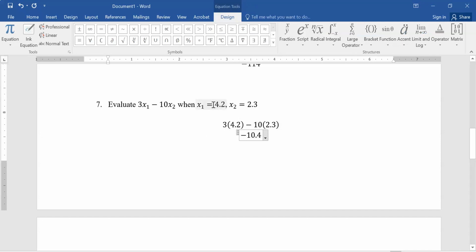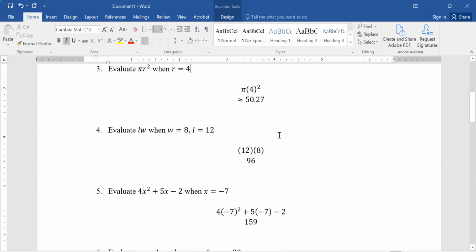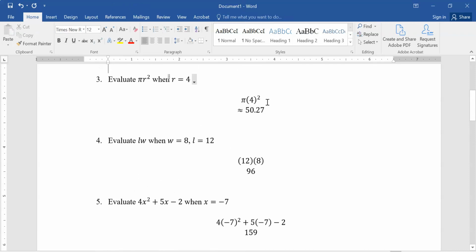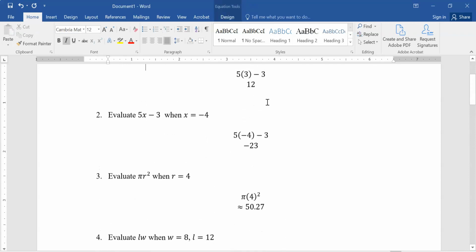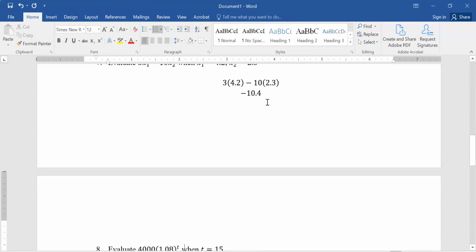Now this one started with decimals, so I'm just going to leave my answer as a decimal. Okay. Same thing. This one I could not have converted to a fraction. I had to round it. So I just rounded it. Everything else has been whole number answers.